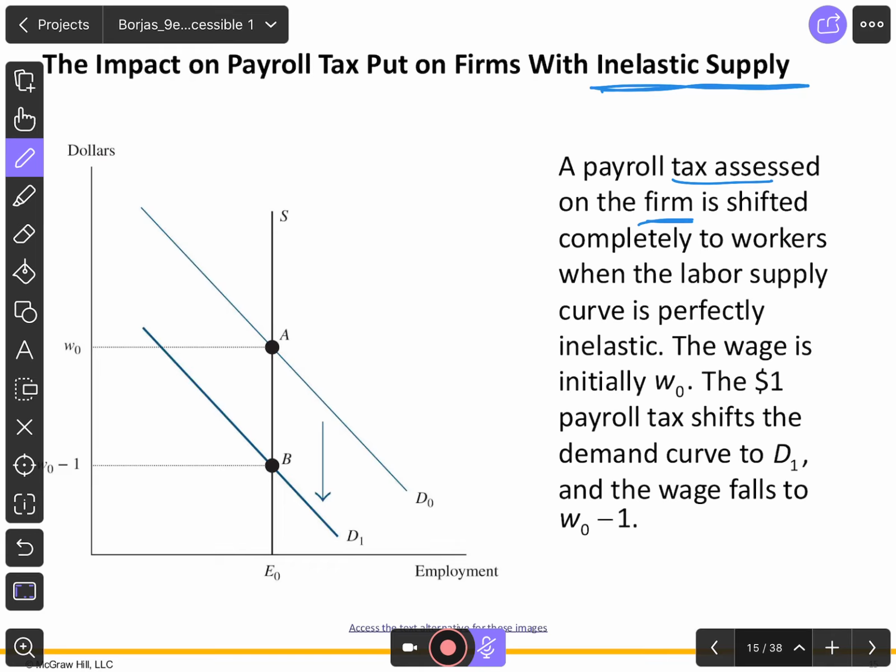Okay? So if this is the initial equilibrium, with a perfectly inelastic supply curve of workers, then a dollar increase in the tax shifts the demand curve from D0 to D1, and the wage rate that they have to pay falls completely from W0 to W0 minus 1. They pass it completely to workers, because the supply of workers is perfectly inelastic. They will not respond, they will not reduce their employment, they keep working, so let's pass it 100% to them.